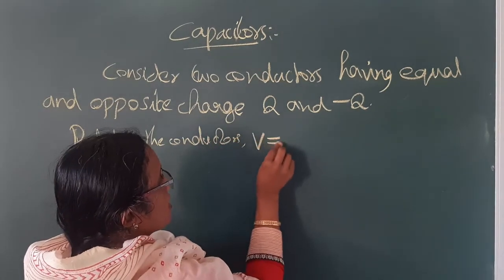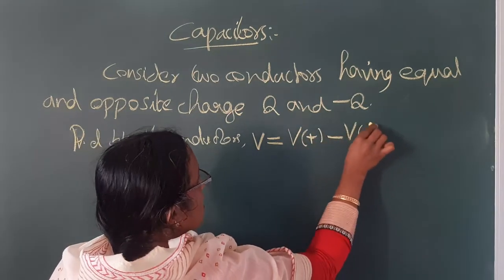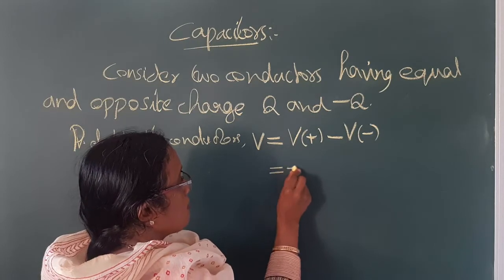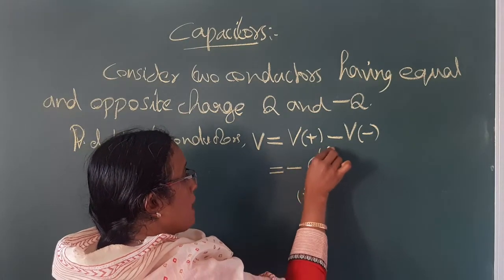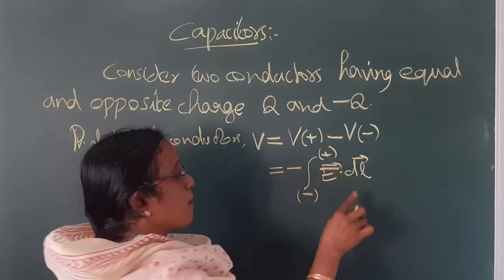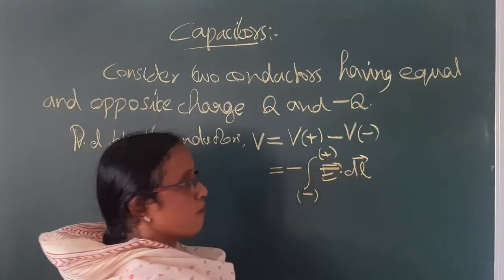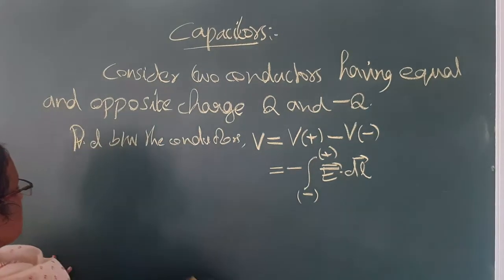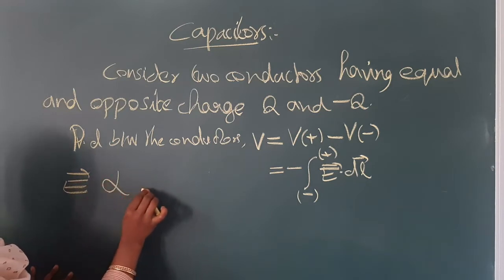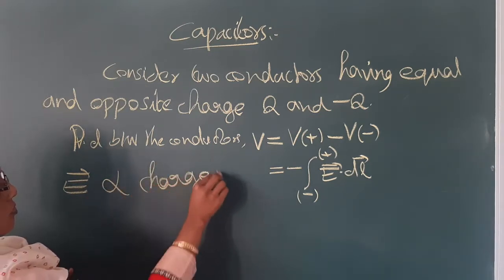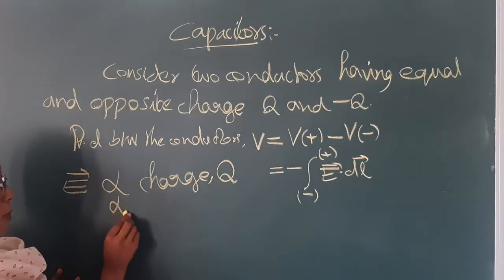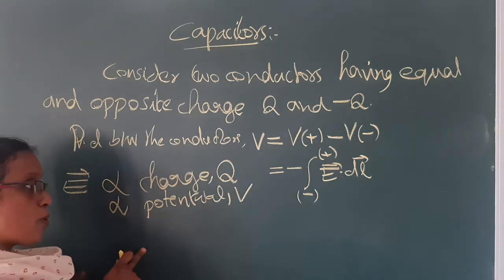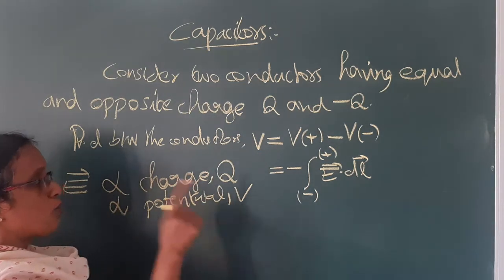You can write it as V, equal to V plus minus V minus, that means the potential of the positive charge minus the potential of the negative charge. I can write this as minus the integral from the negative charge to the positive charge of E dot dl. This is from the definition of the potential. From this expression, if you substitute for the electric field, you can see that the electric field is proportional to charge Q and the electric field is proportional to potential V.